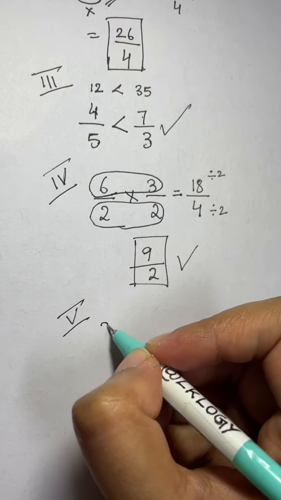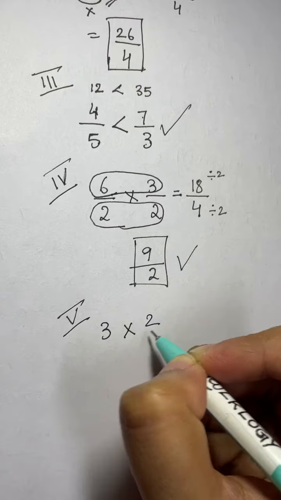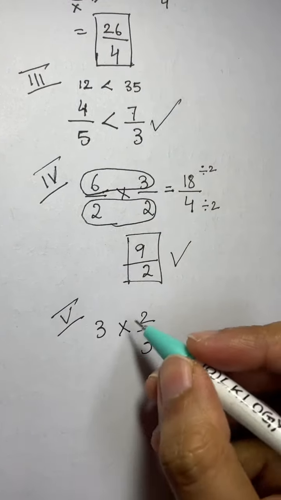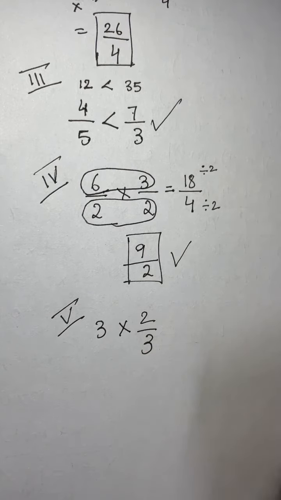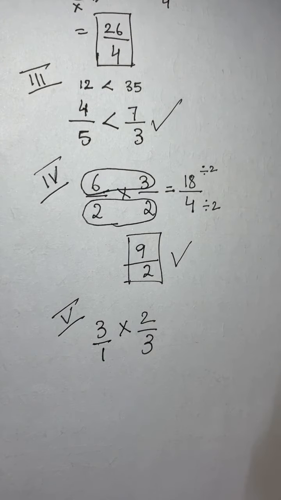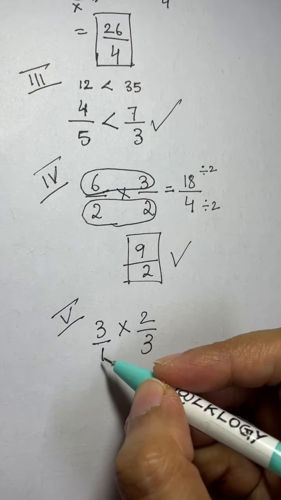Number 5, we have a whole number multiplied by a fraction. Now what do you think? Here there were two fractions. Here you don't have a fraction, you have a whole number. So whenever you have a whole number, we consider the denominator of a whole number as 1. Yes. When there's nothing, there's 1.